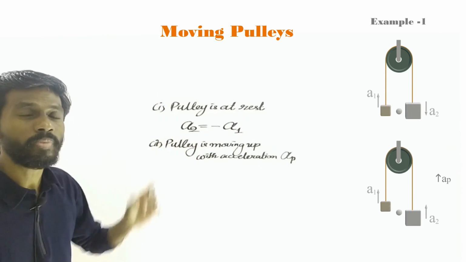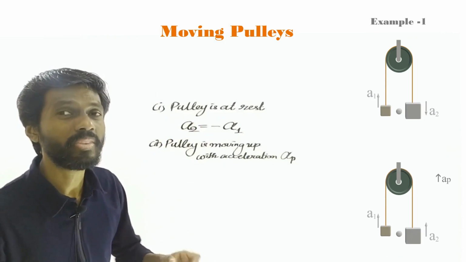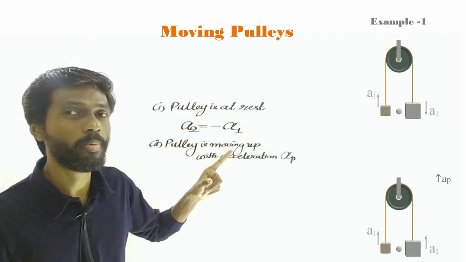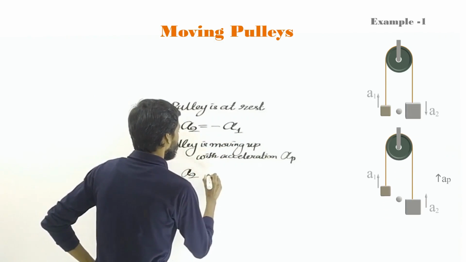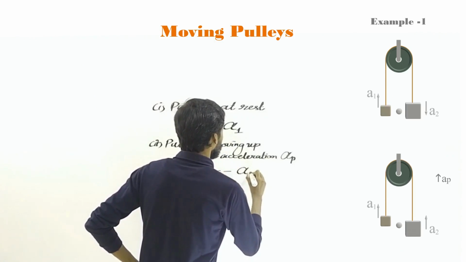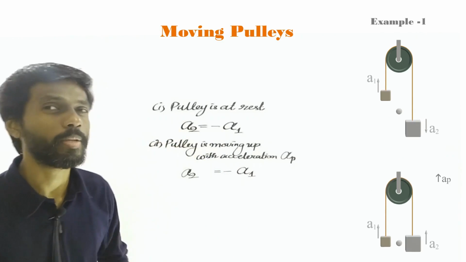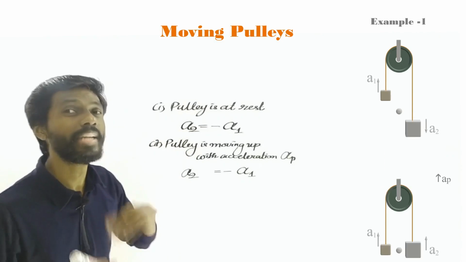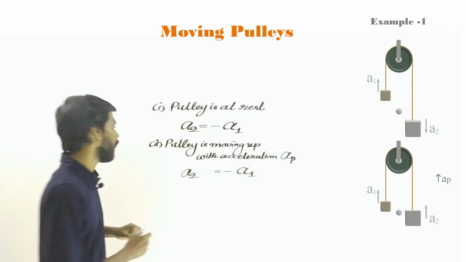Now the pulley is also moving, so the actual accelerations of these two blocks are not the same, but only the relative accelerations, the accelerations with respect to the pulley, will have the same relation. So this is the relation: A2 equals minus A1. That is only when the pulley is at rest, but the pulley is not at rest. So instead of the direct acceleration, we have to find the relative acceleration. How to find the relative acceleration? We have to subtract the acceleration of the pulley. So A2 minus AP.